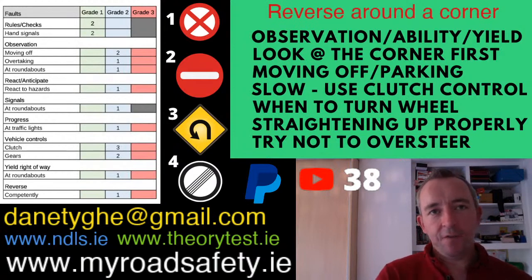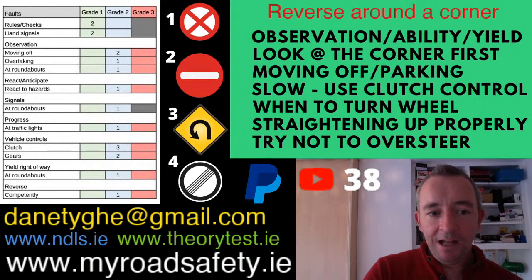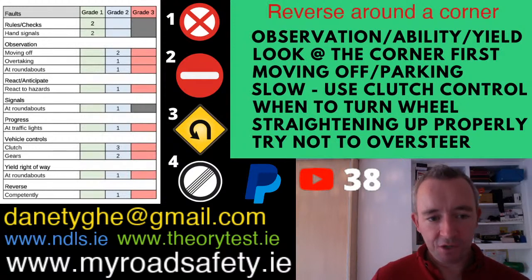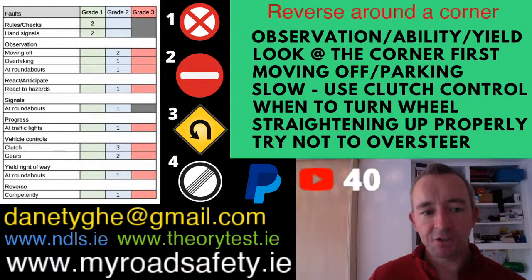Because if it's a small set of lights and you follow the first car into the middle, and that car ends up staying there, then you could end up being stuck on a pedestrian crossing or something like that, which is not good for you. Whereas at the bigger set of lights, you're less likely to be stuck on a pedestrian crossing.